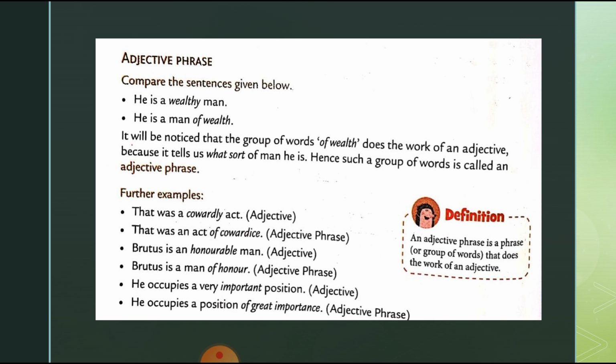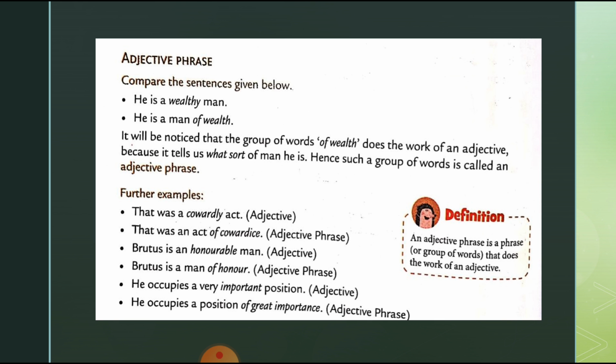Now we will see the adjective phrase. Compare the sentences given below. He is a wealthy man, and the other sentence is, he is a man of wealth. See, the meaning is the same. He is a wealthy man and he is a man of wealth.